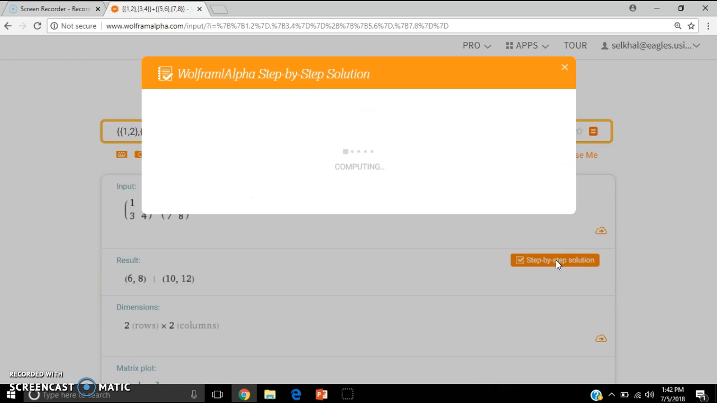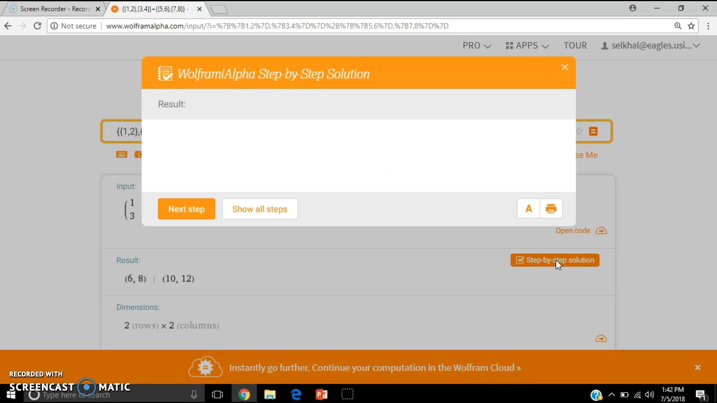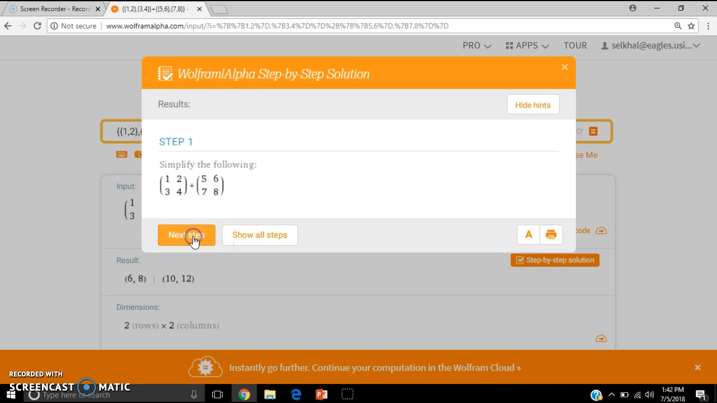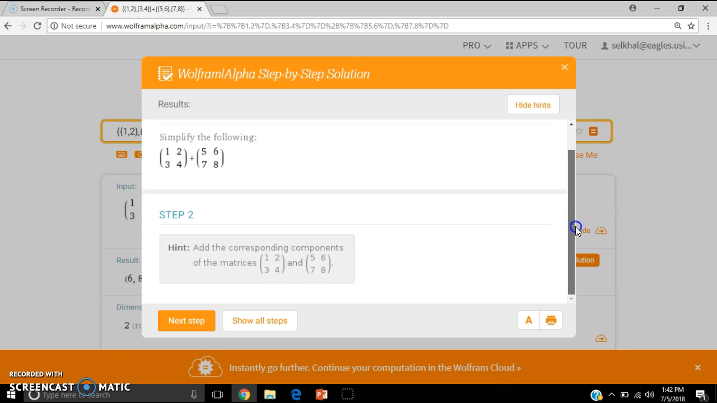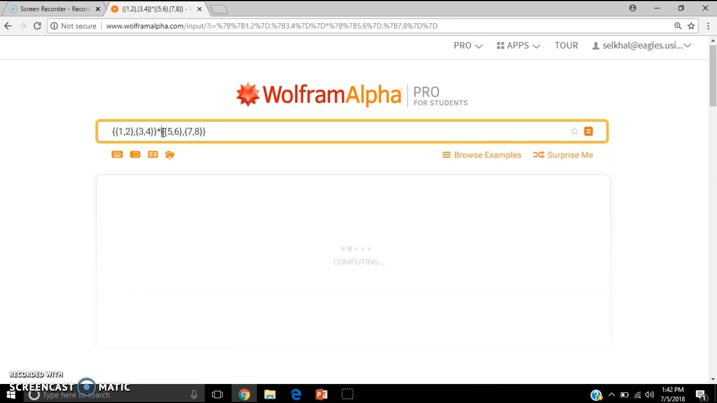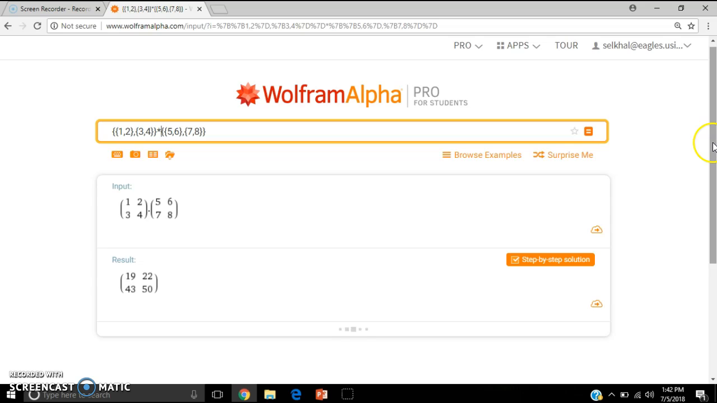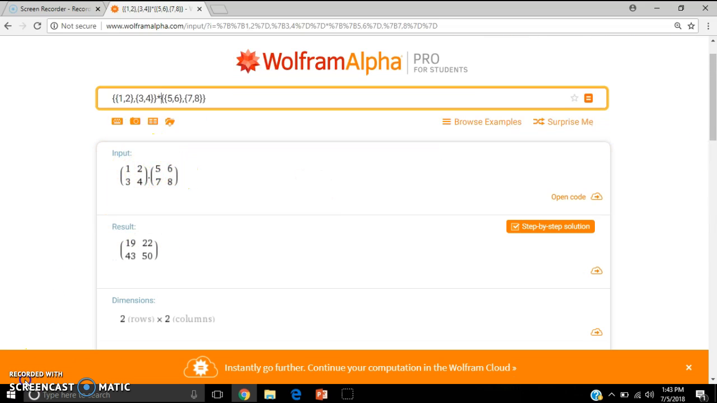I can check the step-by-step solution to guide students how to compute the sum of two matrices. It provides hints, which is very helpful here. I can also compute the product. I just need to change this to a product sign. And I get my answer, which is the product of these two matrices.